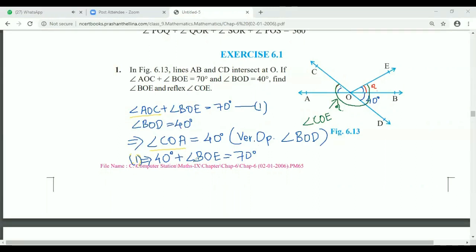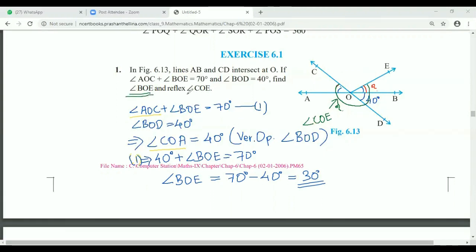Then you can solve this as a simple equation. Angle BOE is the unknown angle, that is equal to 70 minus 40 degrees. You will get 30 degrees. So angle BOE is equal to 30 degrees. This is one of the answers required here. So angle BOE we have found, and we have its answer.